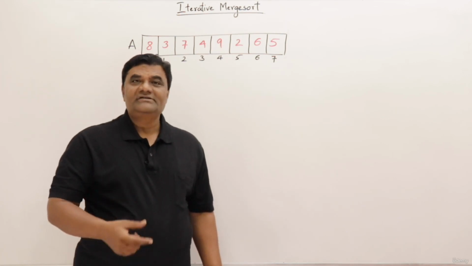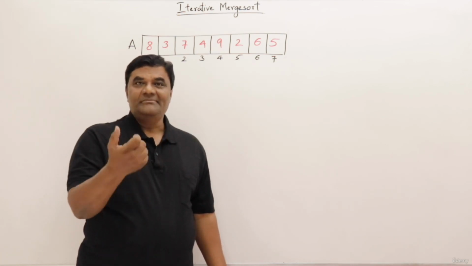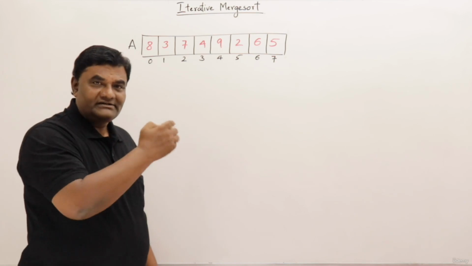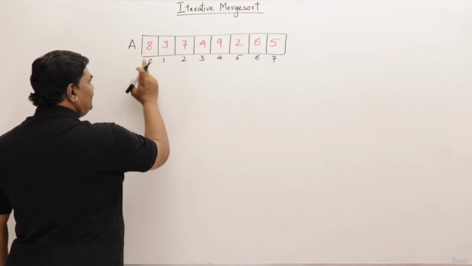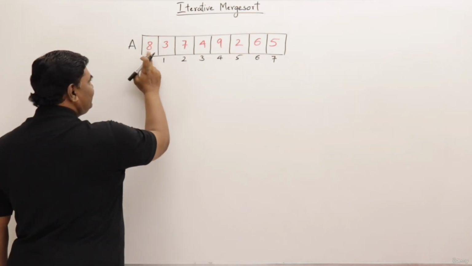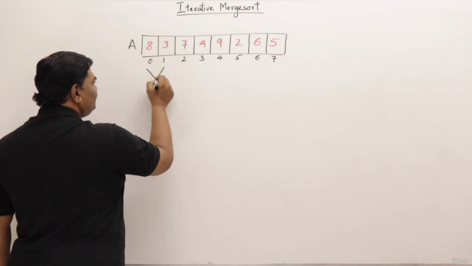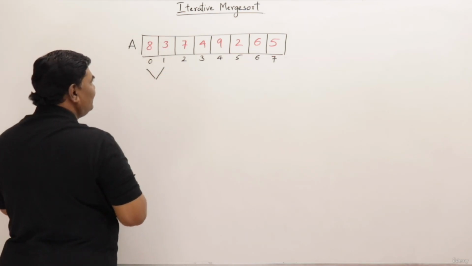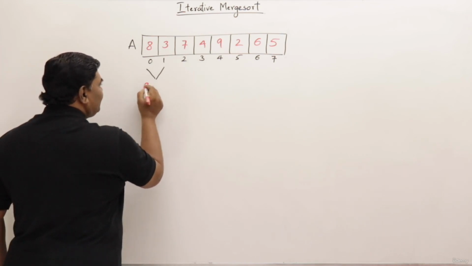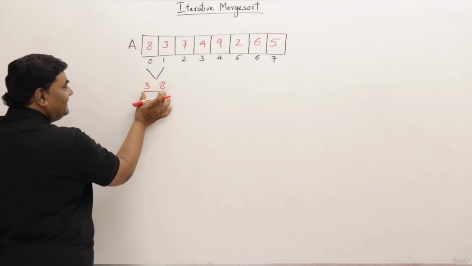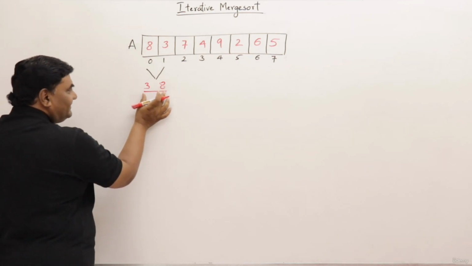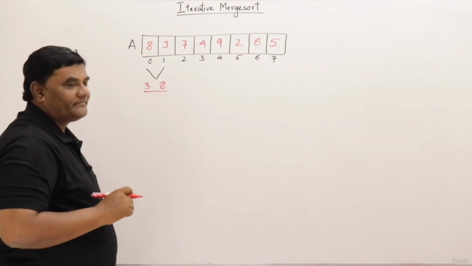So how to merge 8 lists? So two-way merging means we'll pick up 2 lists at a time and merge them. So let us start. So first we will merge these 2 lists. This list is having one element 8, this list is having one element 3. So we will merge these 2 lists and make it as a single list. So result will be 3 is smaller, 8 is greater, so we get 2 elements, and this is new merged list. So this is sorted.